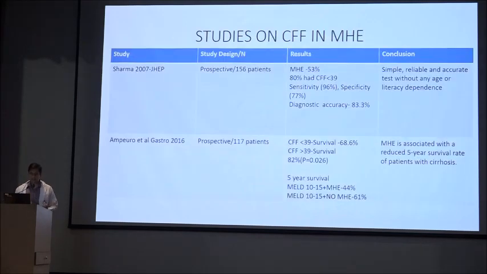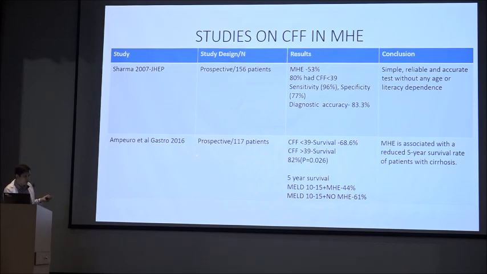In fact, one of the earliest studies was done in GB Pant in 2007, where 156 patients who did not have HE were prospectively enrolled, and the incidence of HE was nearly 53% and 80% at a CFF of less than 39, with a very good sensitivity and specificity. So this seems to be a very simple and reliable test.